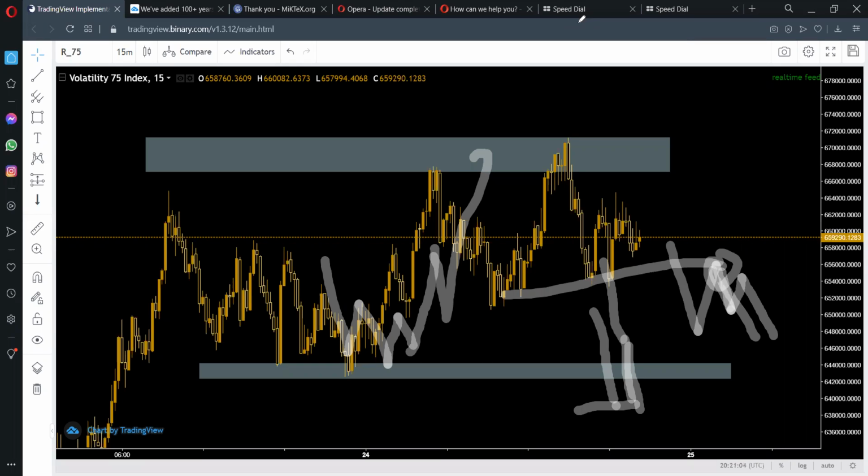This coming Sunday, we have multiple time frame trading. We will try to analyze the market from the higher time frame to the lower time frame.